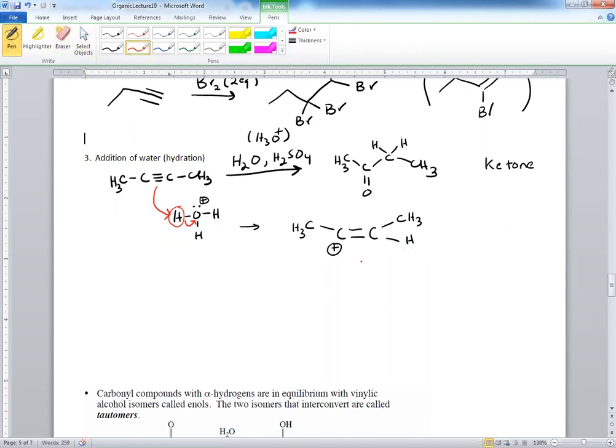So obviously you now have water in solution, and water will be attracted to the carbocation. So this will result in formation of this intermediate.